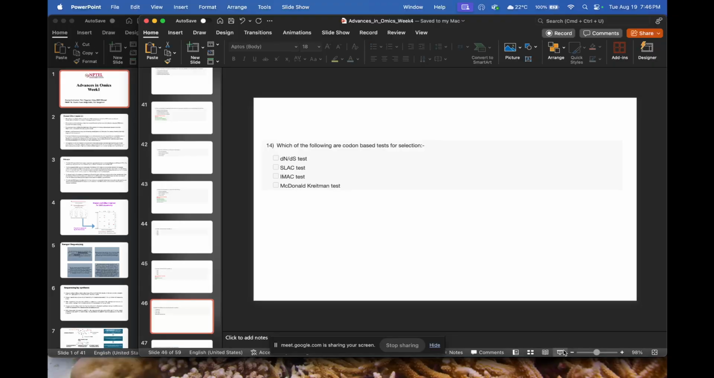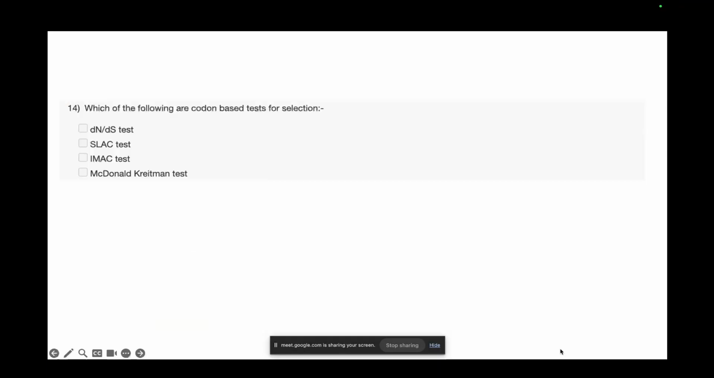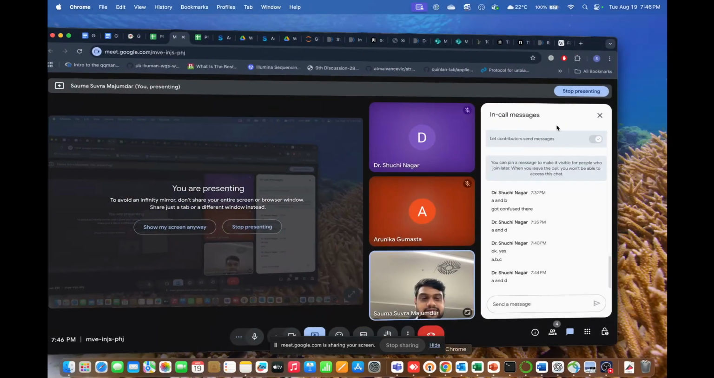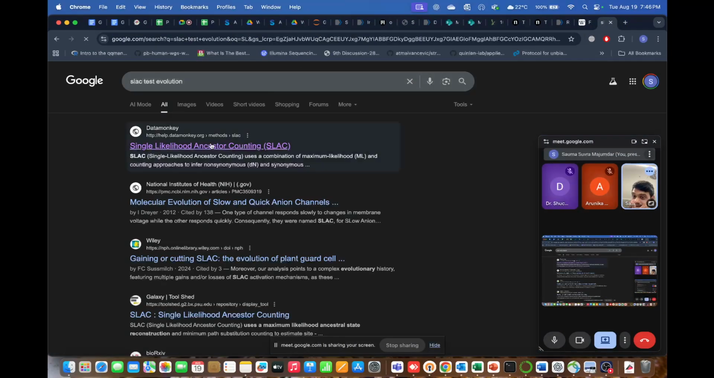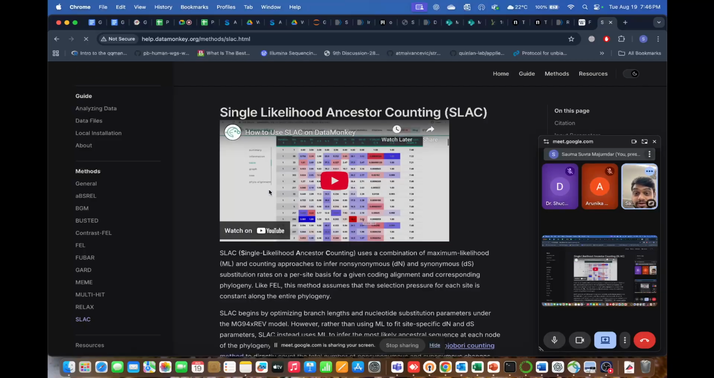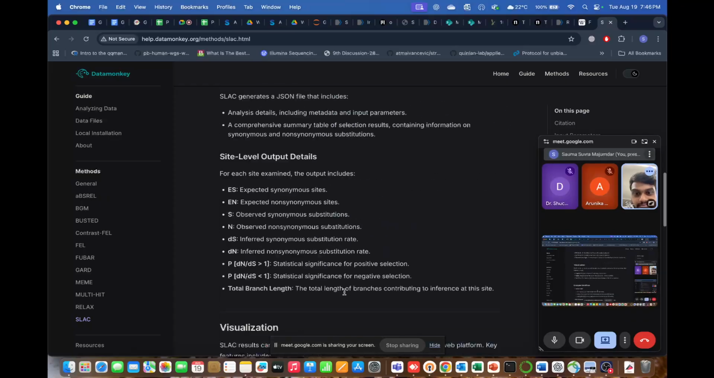The second is also present. The correct answer is A, B, and D. So it is basically, if I'm not wrong, single likelihood ancestor counting. So this is another technique by which you can calculate this.